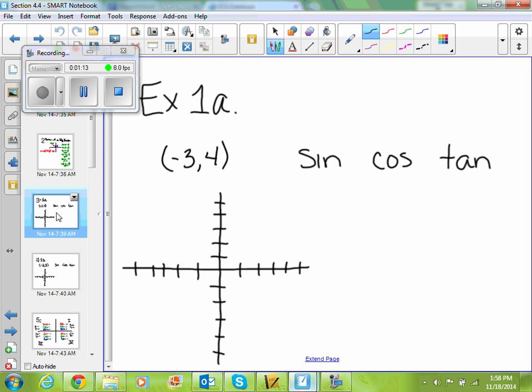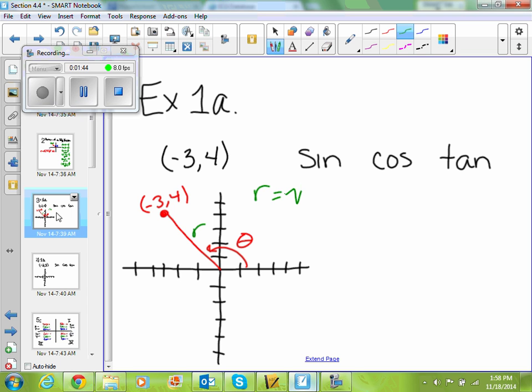Okay, so we would take 1a. We're given a point, negative 3, 4, and we're asked to find our sine, cosine, and tangent. So I know that my point negative 3, 4 is back 3, up 4. So theta is the angle that forms that line segment from my origin. The first thing I need to find is my r.